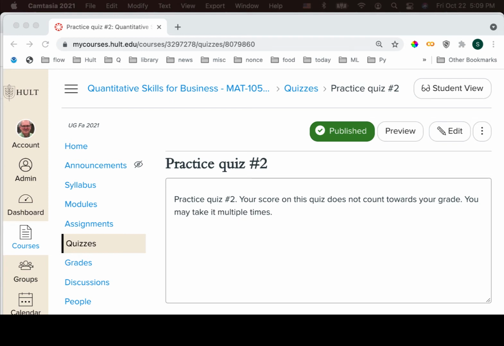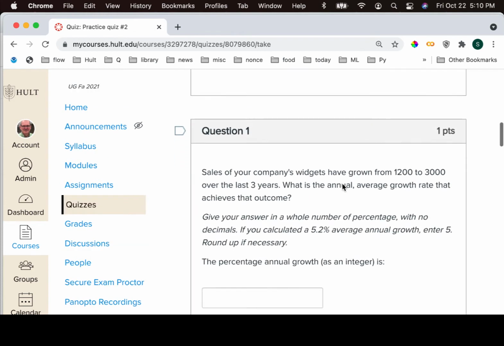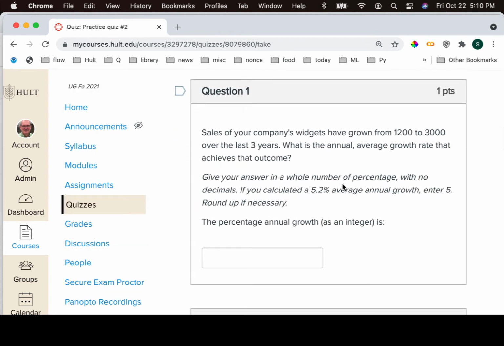Okay, let's do a little review of the practice quiz number 2. I'll start it running here, and let's look at some of these problems. So we've got in the first question, widget sales that grow from 1,200 to 3,000 over the last 3 years. So what would be the annual average growth rate that achieves that sort of an outcome?